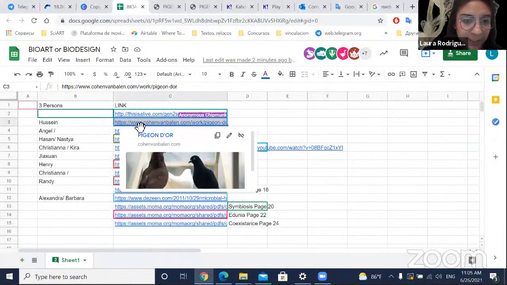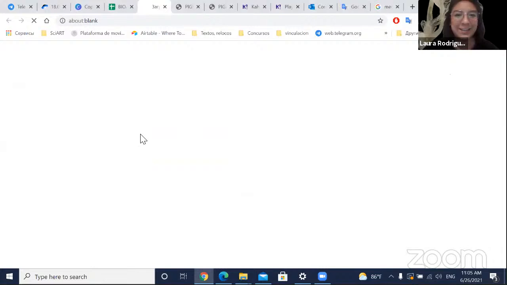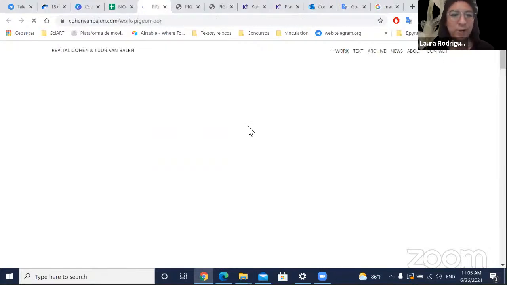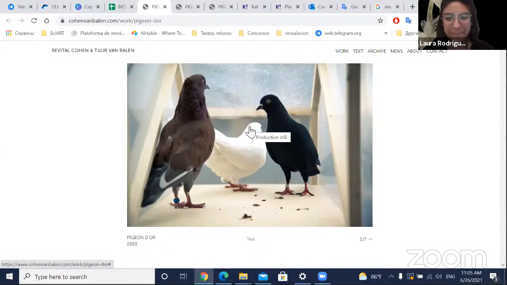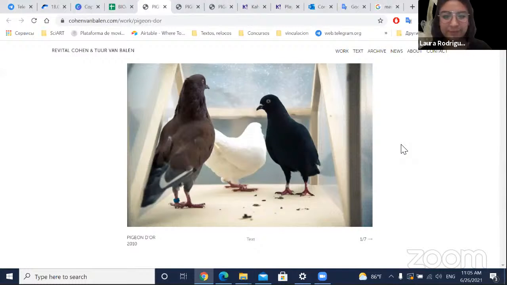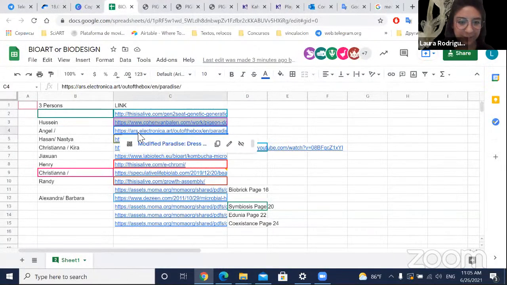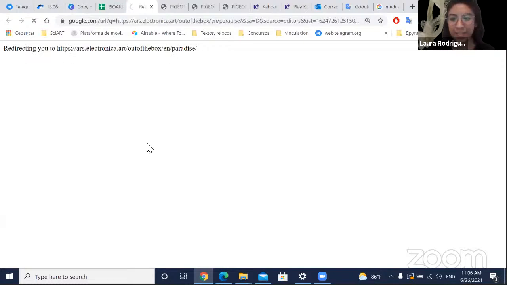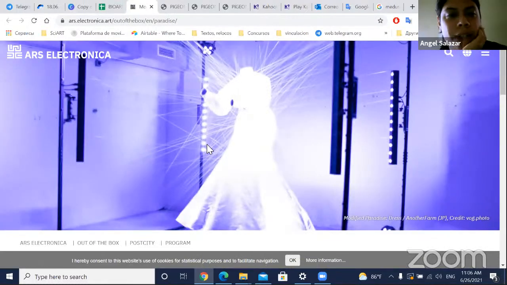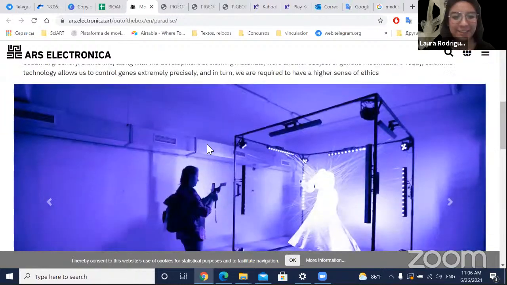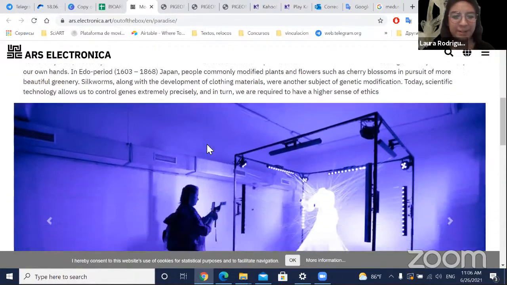So we have, okay, Hussein, what can you tell us about this project? Is Hussein here? Not yet? Okay, let's then go to the next one. Angel, are you here? Yes. Okay, what can you tell us about this modified paradise dress?